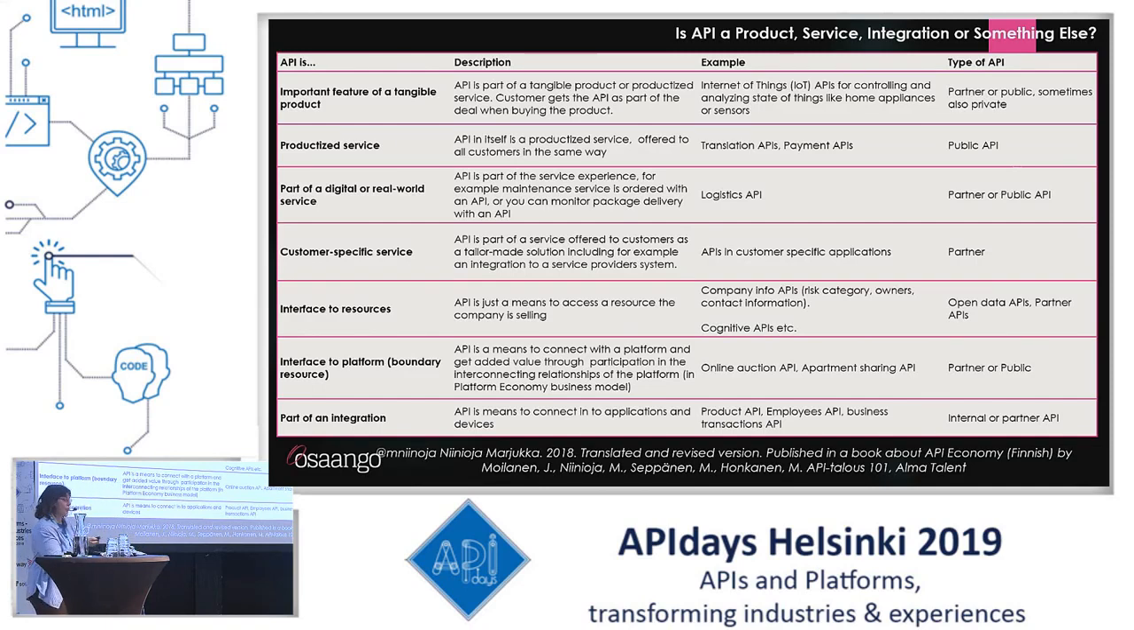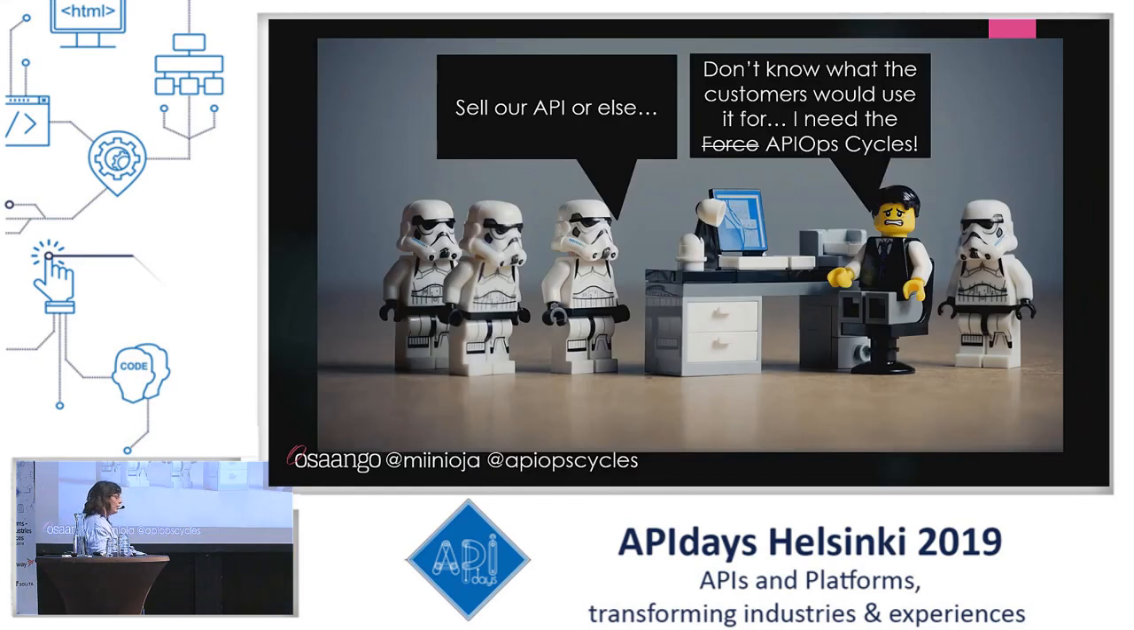This is from the book, so I'm not going to go through it in detail. Then you have the very confused sales guys. This is from our customers, actually. We have a lot of customers who come to us and say, we have this problem, we don't know what to do with our APIs, we want more users, but we don't know how to really tell our sales guys what to do with it, because there is no value proposition defined for the API.